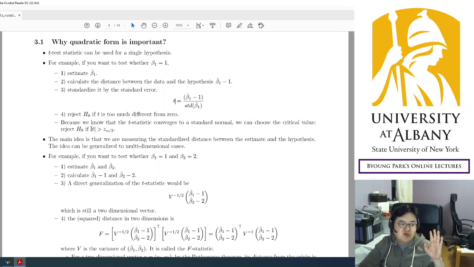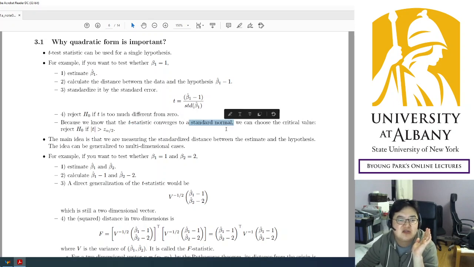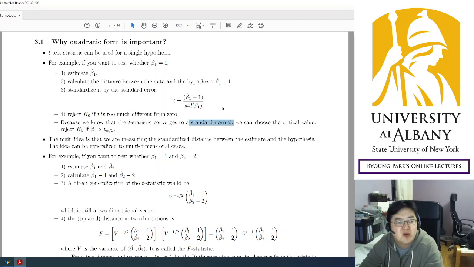The absolute value of t can be understood as the distance between 0 and t, right? Regardless of the sign, whether it is positive or not, the absolute value of t is the distance. And also we use the distribution theory, the standard normal distribution. Based on these two, we choose the critical value like this. If the distance is larger than a certain point, you reject the null hypothesis.